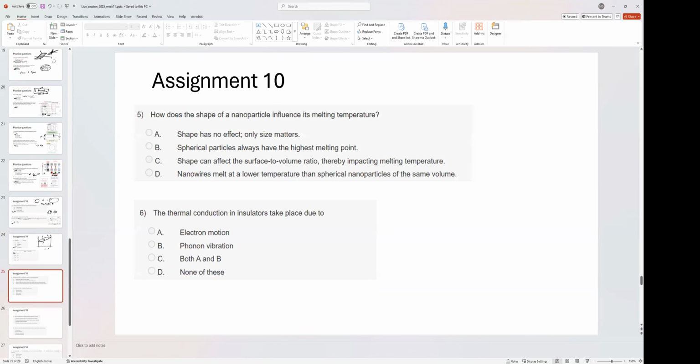How does the shape of a nanoparticle influence the melting temperature? Shape will affect the surface to volume ratio, and thereby will impact the melting temperature. The specific geometry of the nanoparticle affects the surface to volume ratio. Different shapes, like sphere, wire, and film, will have different ratios, which in turn causes their melting points to vary.